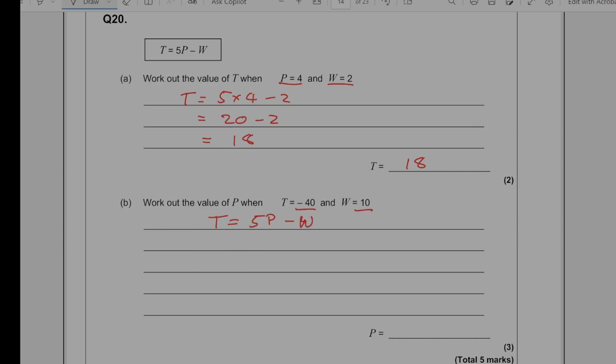Then I'm going to substitute in my values. So minus 40 is equal to 5 lots of p minus 10. So we want to get p by itself. Our first step is to get rid of the minus 10. We're going to do that by adding 10 to both sides. So minus 30 is equal to 5p. We're then going to divide both sides by 5. And minus 30 divided by 5 is minus 6. So p is minus 6.